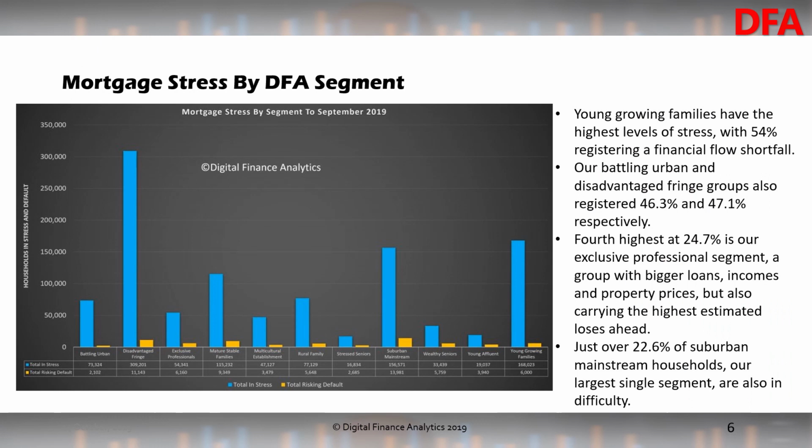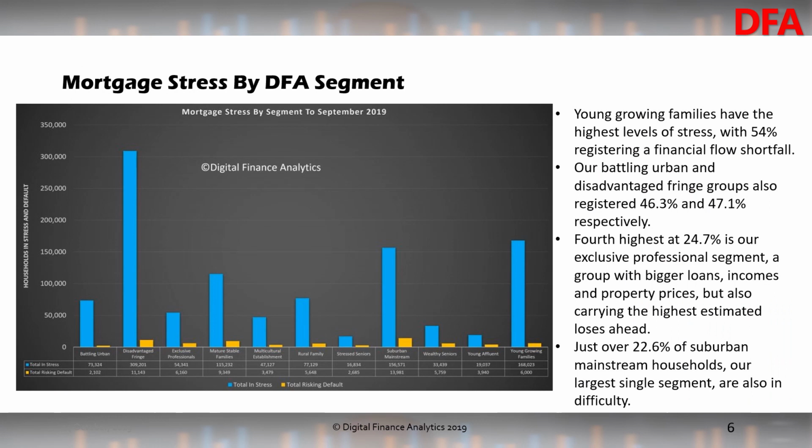54% registered a financial flow shortfall. So half of younger families are battling. Urban and disadvantaged fringe groups, which are those living on the outer suburban ring, registered 46 and 47%. But the really interesting point here is the fourth highest is the exclusive professional segment. So this is the top end of the market, right, at 24.7%.